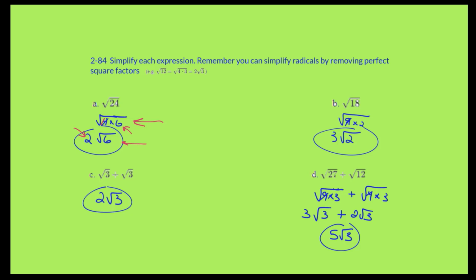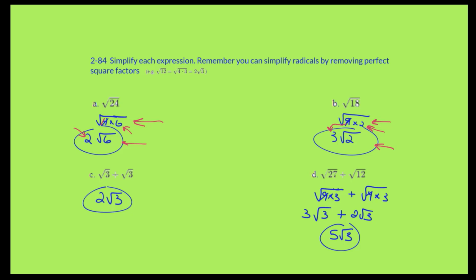On part B, I did the same thing where I broke it down. The highest perfect square that's a factor of 18 is 9, so I did 9 times 2. I took the square root of 9 out, and that's why it's 3, and then what's left behind is root 2. So the final answer is 3√2.